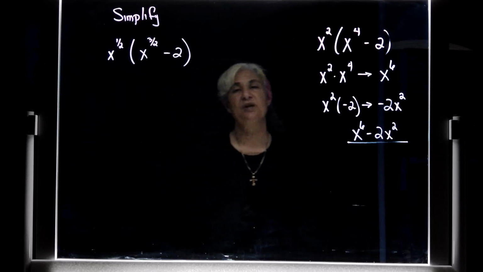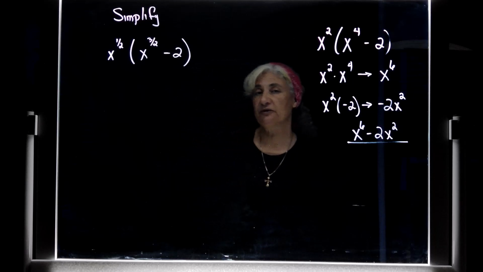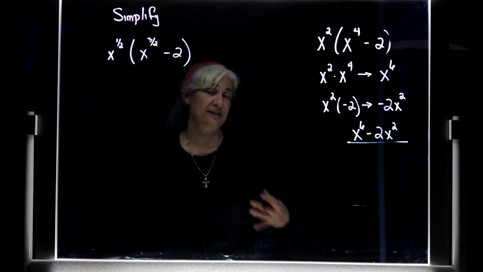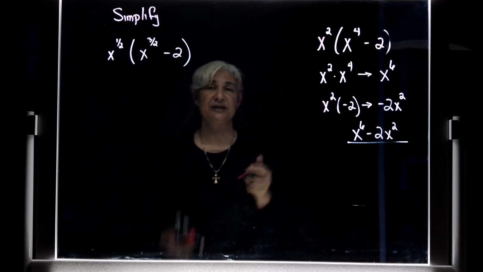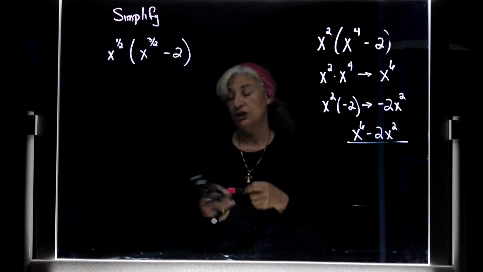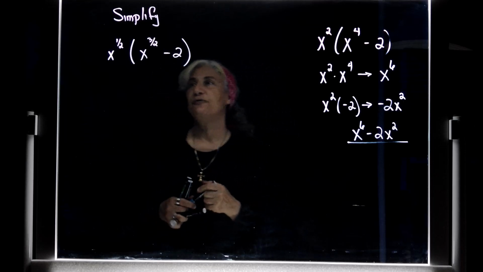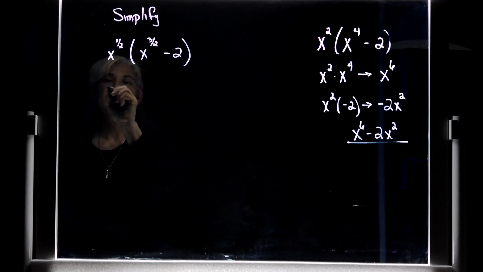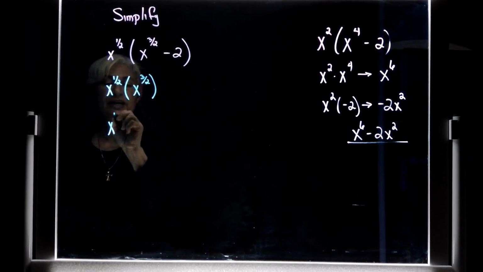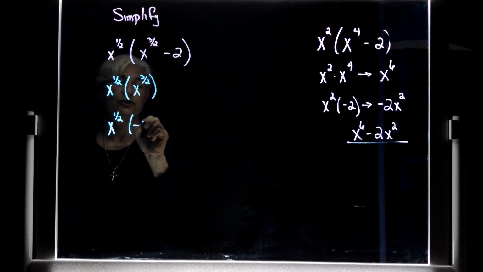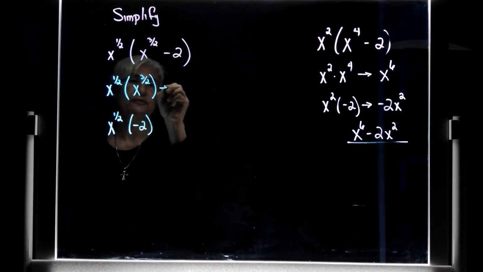That's no different. Just because the exponents take the form of a fraction doesn't mean the process changes. The process for this problem is the exact same process as this problem. So let's check it out. The first thing I'm going to do is take this x to the 1/2 and distribute to x to the 3/2. Good. And then you're going to take x to the 1/2 and you're going to distribute to the -2.